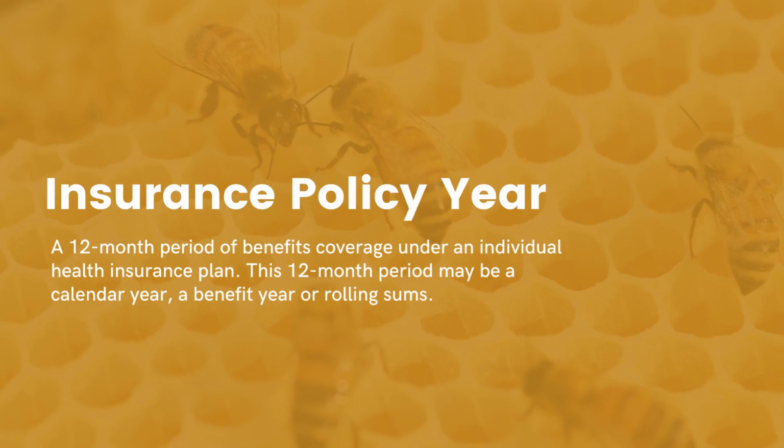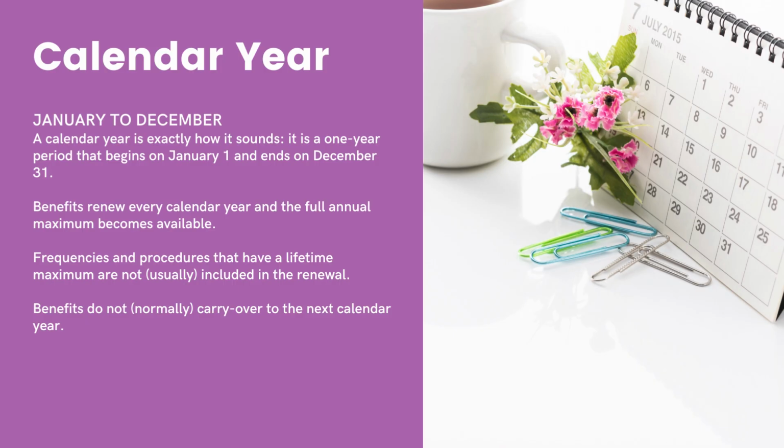benefits. All insurances, whether through an employer, an individual plan, or a healthcare spending account, will have an insurance policy year. This is a 12-month period of benefits coverage. This 12-month period may be a calendar year, a benefit year, or rolling sums.